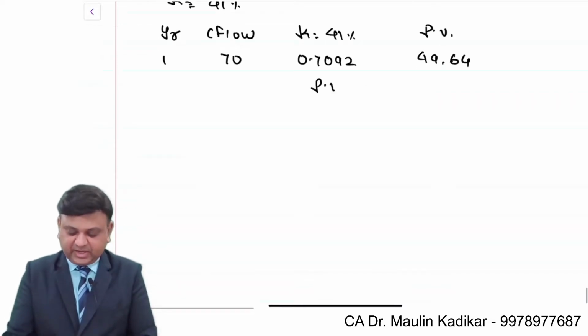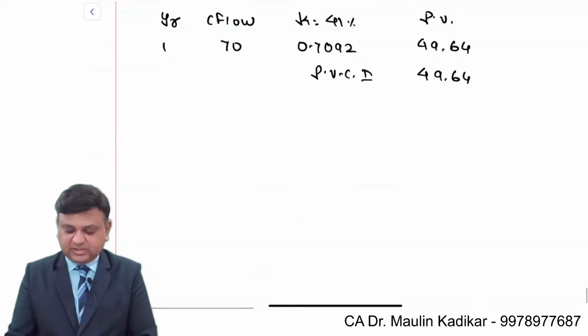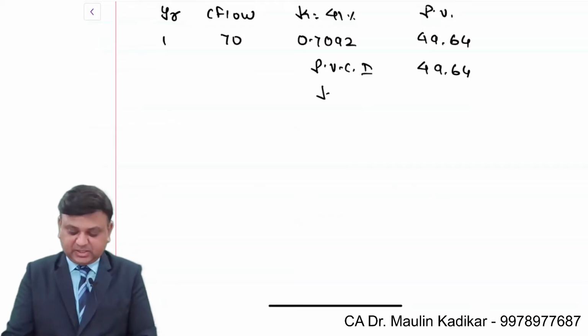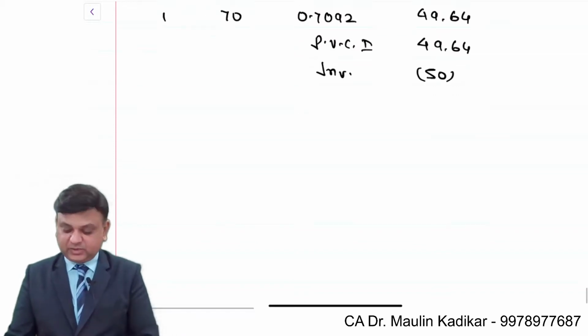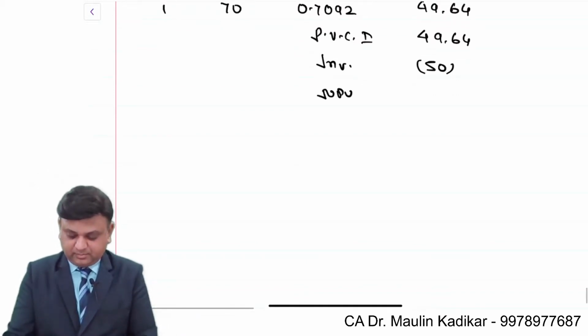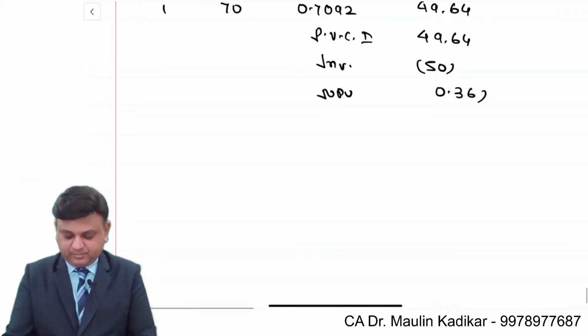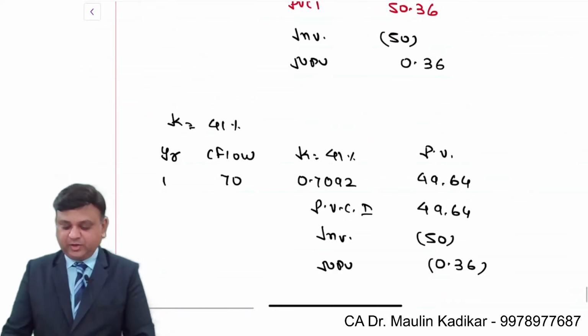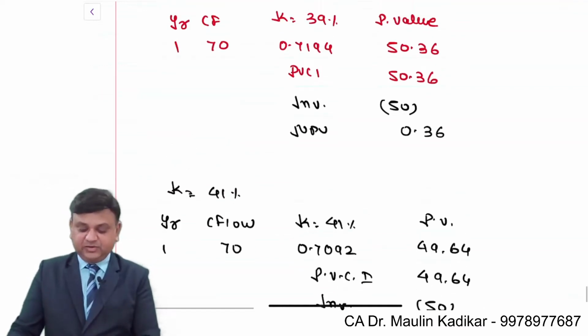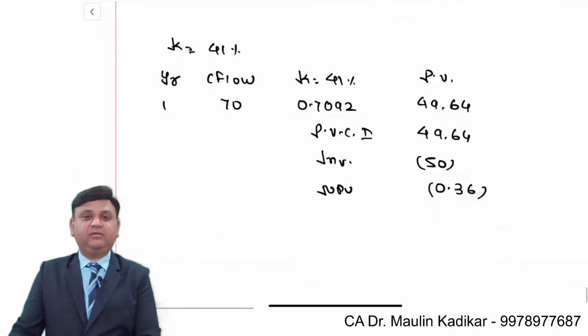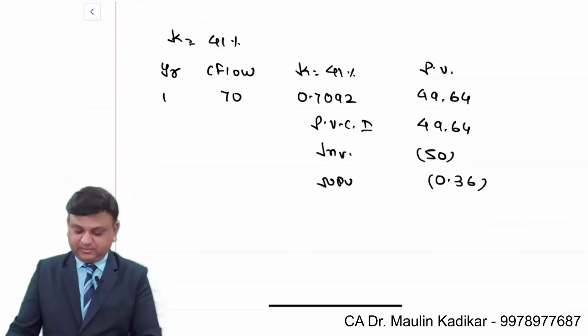So the present value of the cash inflow is 49.64, and from that the investment is deducted. What is the investment? 50 rupees. That is again 36 paise negative. Okay. So now fortunately we have a positive NPV and a negative NPV. Since we have both, we can do interpolation.